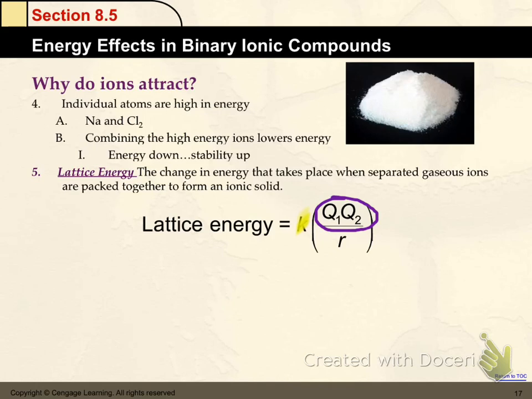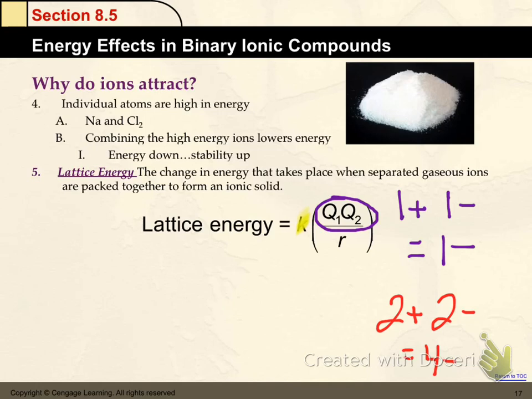So let's think about that. If Q1 is 1 plus and Q2 is 1 negative, that numerator is going to equal 1 negative. On the other hand, let's say instead of 1 plus and 1 negative, like sodium chlorine, we have magnesium and oxygen, where Q1 is 2 positive and Q2 is 2 negative. Now what's that numerator going to be? Well, it's going to be 4 negative.